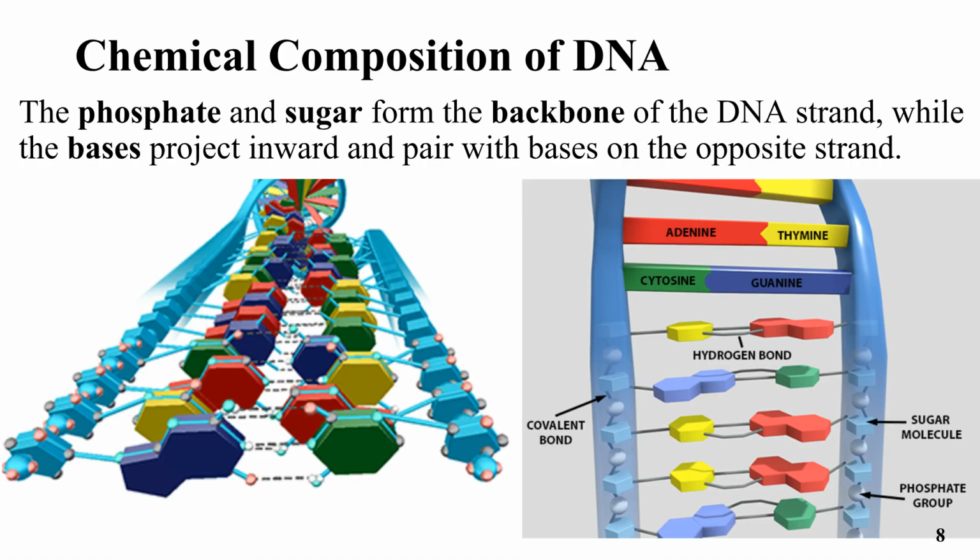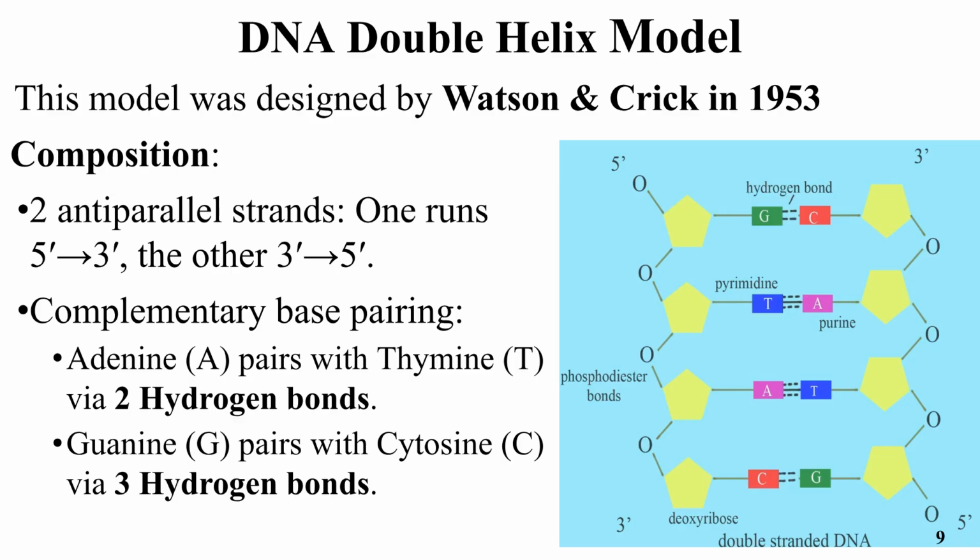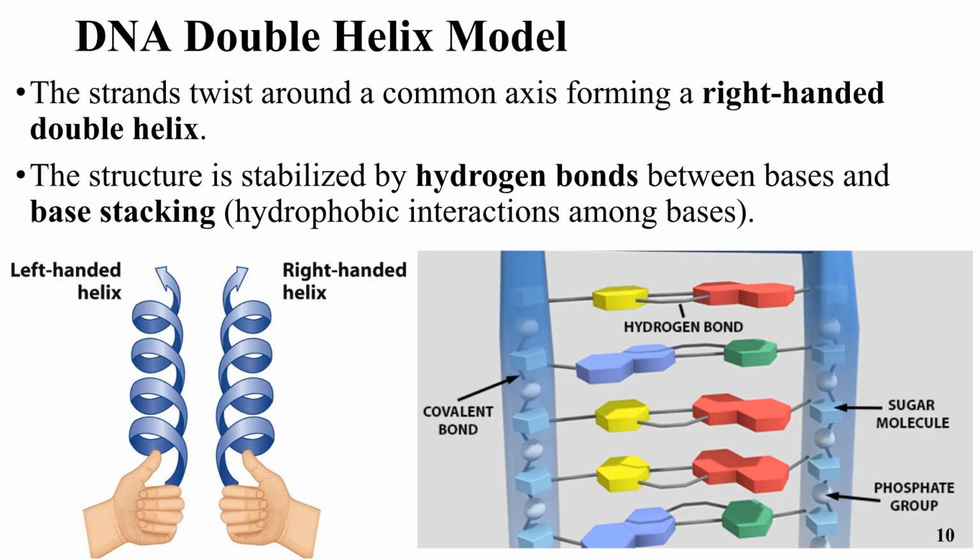bases project inward. The DNA double helix model, designed by Watson and Crick in 1953, consists of two antiparallel strands. Adenine pairs with thymine and guanine pairs with cytosine. This is known as complementary base pairing. The strands twist around a common axis, forming a right-handed double helix. The structure is stabilized by hydrogen bonds between the bases and by base stacking.